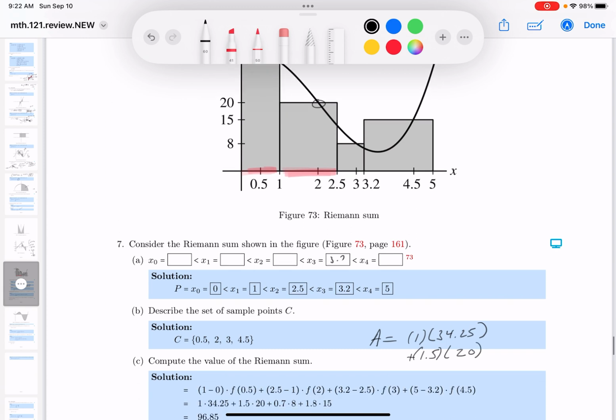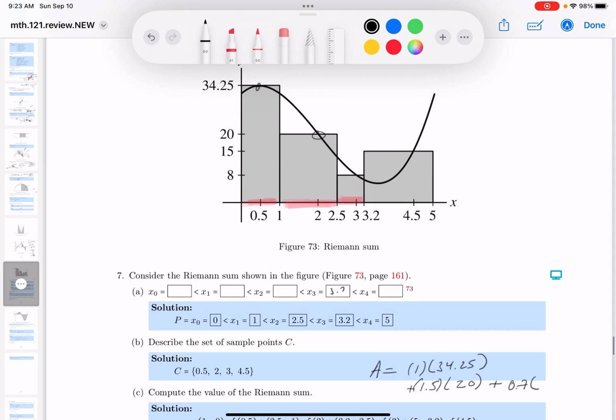Let's keep moving, plus, let's do the next base. And that's 3.2, that's the upper, minus 2.5, so that's going to be 0.7. What's the height of that? Well, I'm kind of tracing over it. It looks about 8 to me. All right? Let's do the next base. That's going to be 5 minus 3.2, which is 1.8.